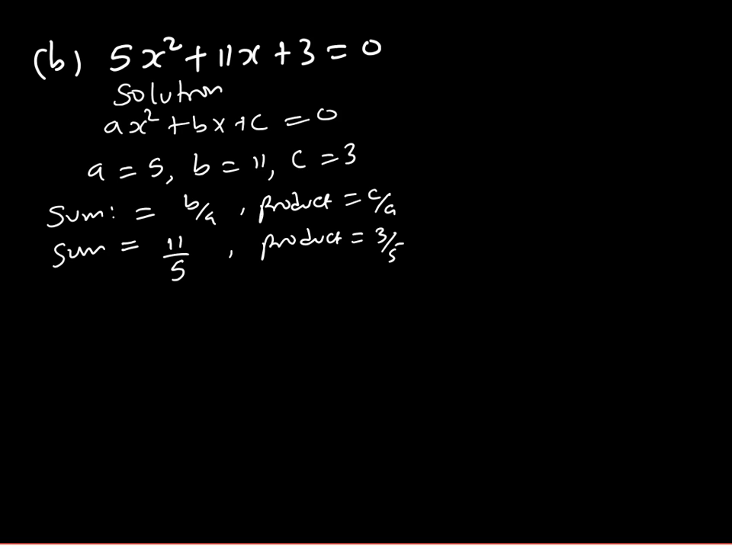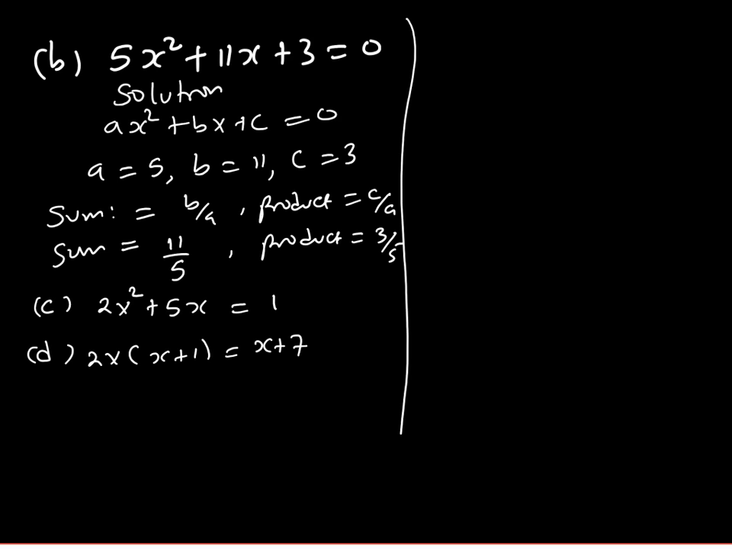So C and D will be used. This is C. C is 2x squared plus 5x is equal to 1. And D is 2x into x plus 1 equals x plus 7. Remember, they must be quadratic equations, and the quadratic equation is always equal to 0. So you modify your equation so that it is equal to 0, and then go ahead and find the sum and the product. Okay, let's look at another example about the roots of quadratic equations. Example 2.